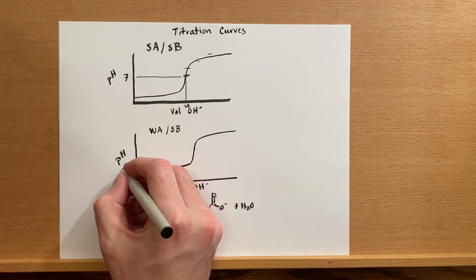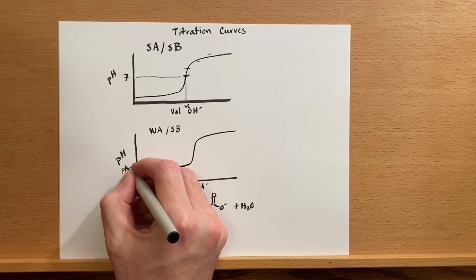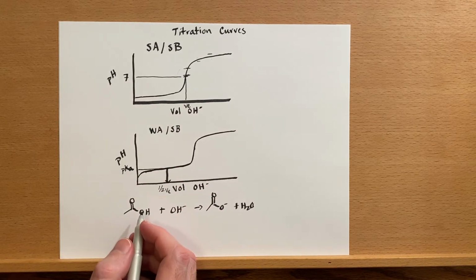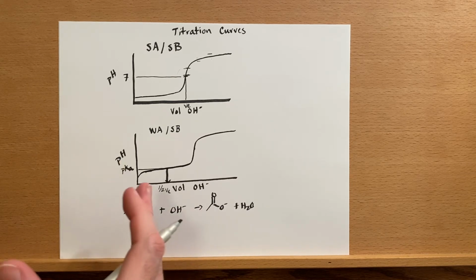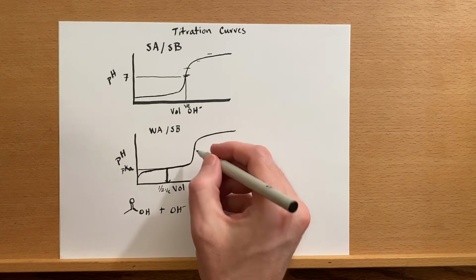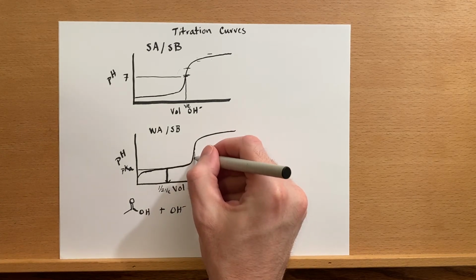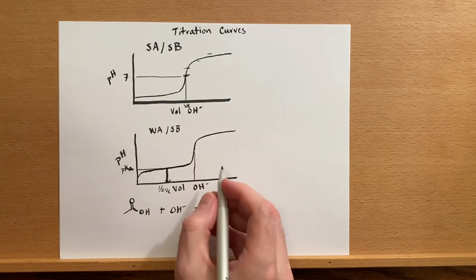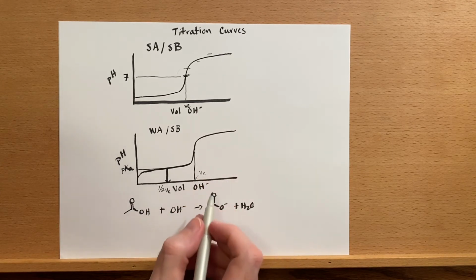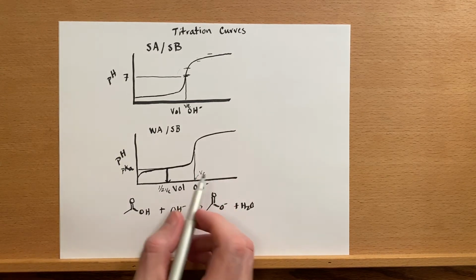And so that is one way to determine a pKa, or a Ka for an acid, is to do a titration, measure the pH as we go along with the titration, determine the equivalence point, which will be at the steepest part of the curve, right here. So there's the equivalence point.